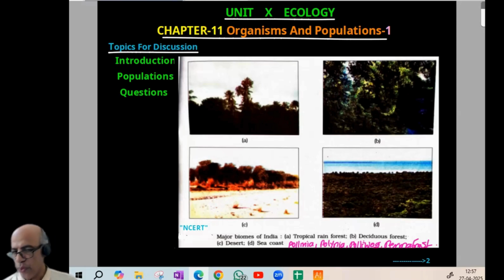So first, this 4 diagram, what does it deal with? It was originally a previous NCERT diagram. It shows major biomes of India: tropical rainforest, deciduous forest, then desert and sea coast.